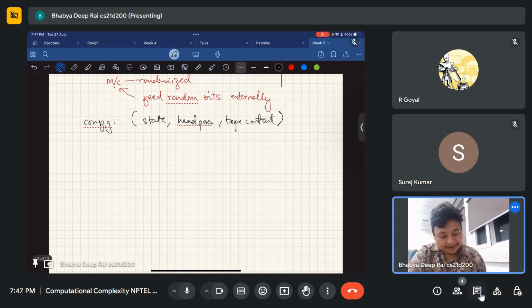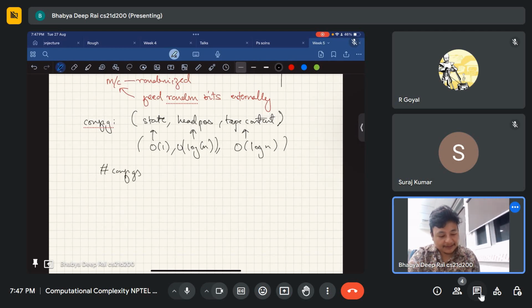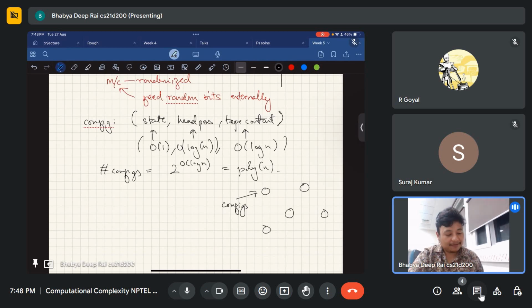The state is Q. How many states can there be? Constant. How many head positions can there be? Logarithmic. How many bits are needed to show the tape content? Again order log n. So the number of configurations is equal to 2 to the order log n, which is polynomial. And this is the number of configurations, so I can make a graph out of it, where each of these nodes is a different configuration. And what is the size of the graph?